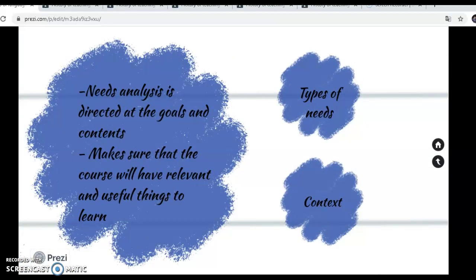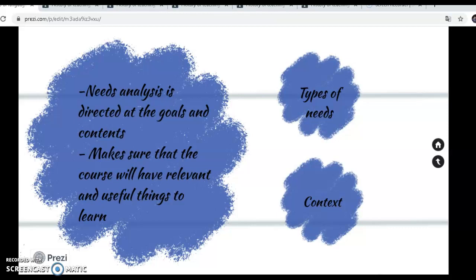We have the different models that show us the different evolution of the curriculum. However, it is necessary to take into account the needs analysis. Needs analysis is directed mainly at the goals and content of a course. It examines what the learners know already and what they need to know. Needs analysis makes sure that the course will contain relevant and useful things to learn. Good needs analysis involves asking the right questions and finding the answers in the most effective way.